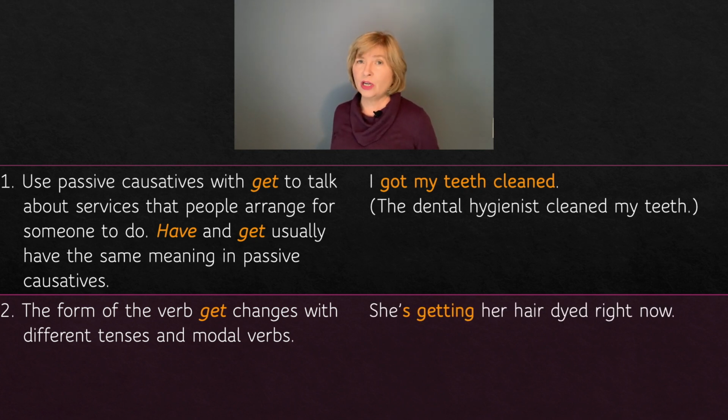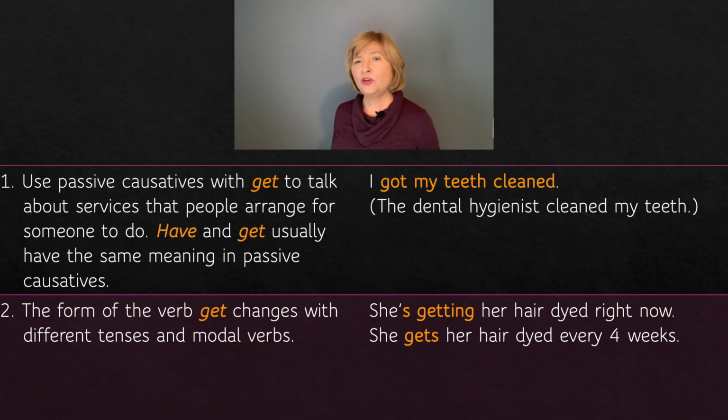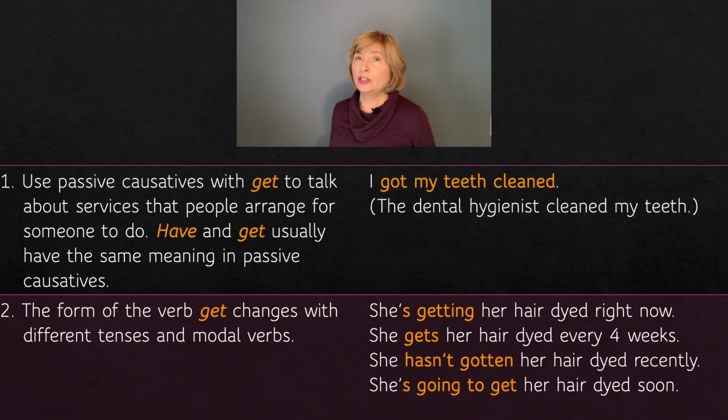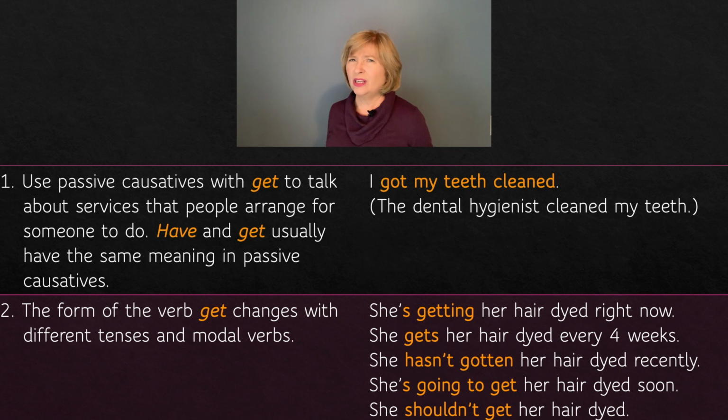She's getting her hair dyed right now. She gets her hair dyed every 4 weeks. She hasn't gotten her hair dyed recently. She's going to get her hair dyed soon, and she shouldn't get her hair dyed. Okay, one more thing.